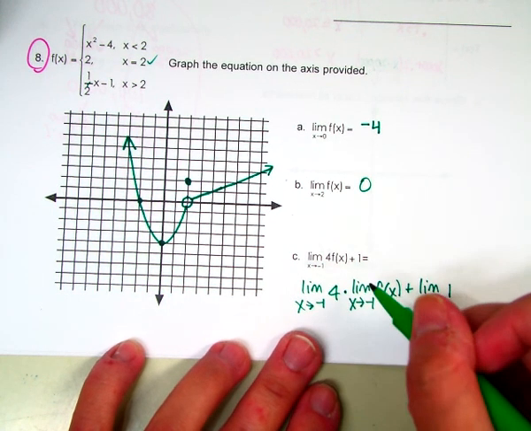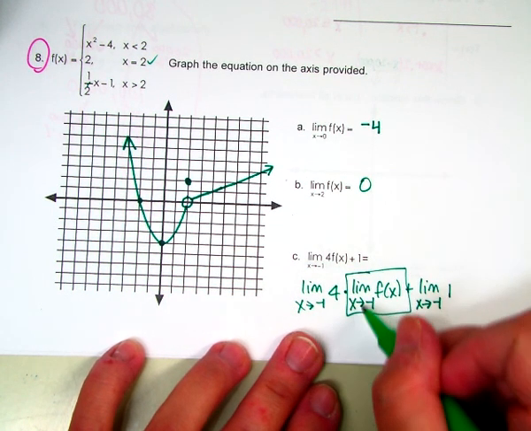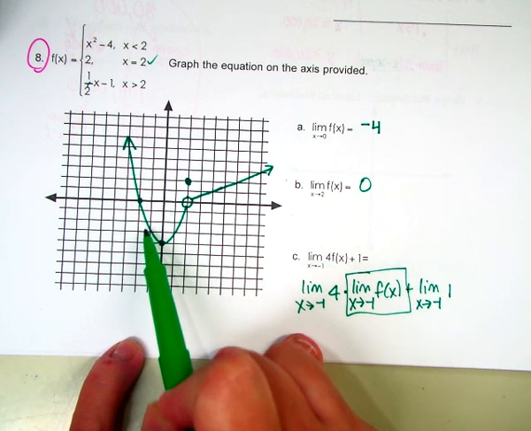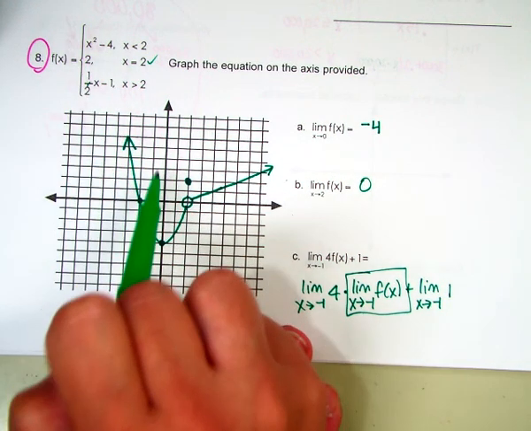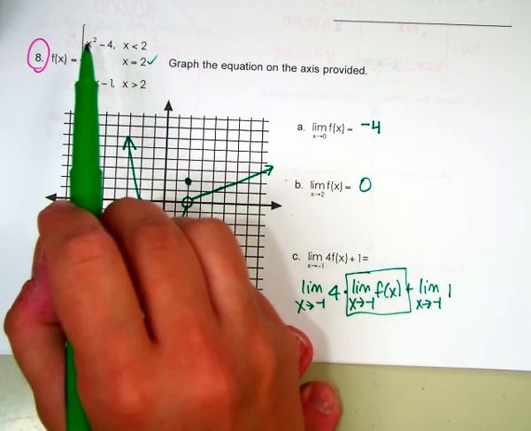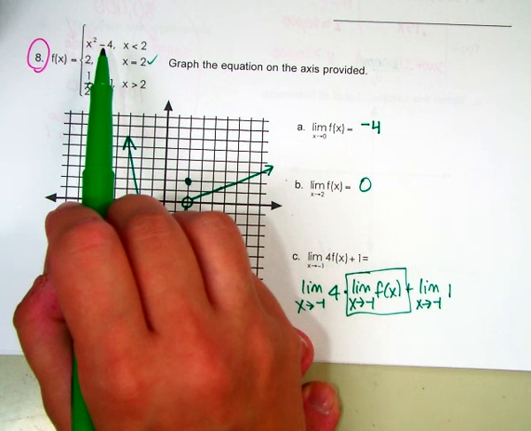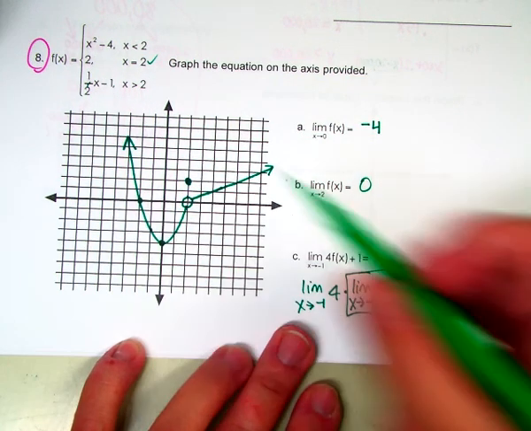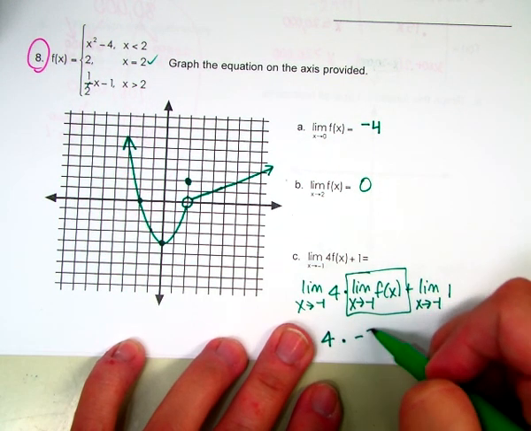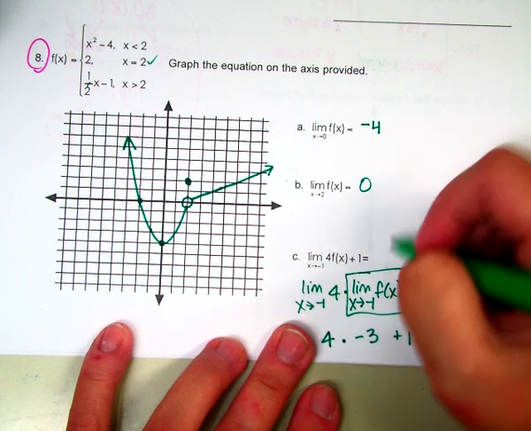But mainly, right, the whole thing you're missing here is the limit at -1. And so if I plug -1 into my parabola, you know, you probably don't want to read it off the graph. You probably want to look up here, and you get 1 minus 4 is -3. So I have 4 times -3 plus 1, and that's how I get my answer of -11.